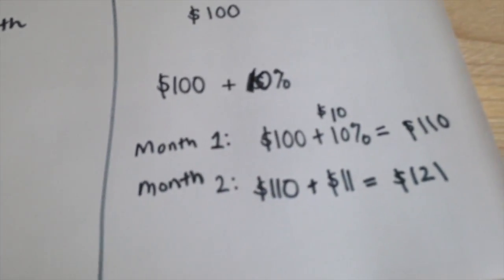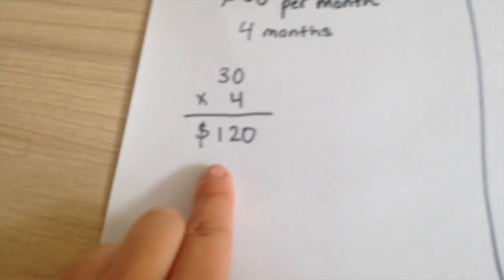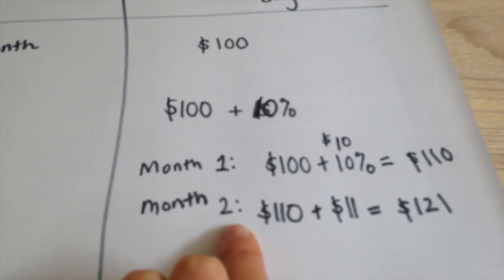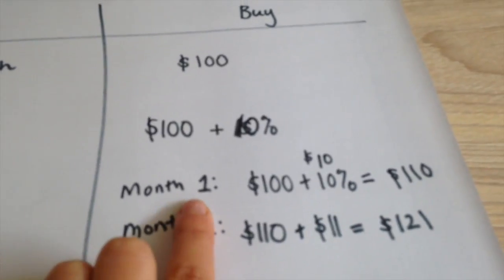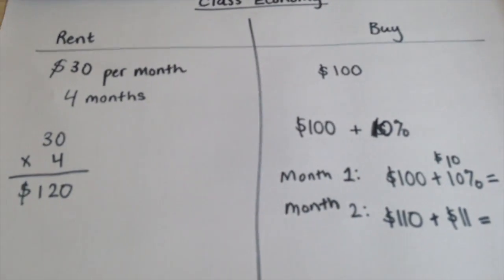Now, after comparing month 2 to renting, I see that it is cheaper to rent if I cannot pay it off before month number 2. However, if I make enough money that I can pay it off in month 1 or pay up front, it's better for me to buy my desk.